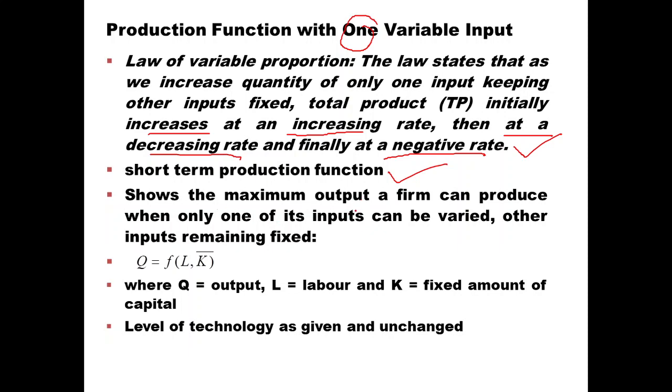Then it shows the maximum output a firm can produce when only one of its inputs can be varied, and other inputs remain fixed, which is shown here with the help of this equation. Q is the output and F stands for function of L, which is labor, and K with a bar above it, which means K is constant. K is the capital, machinery, equipment, and the only thing you can change in the short period is the labor. That is our assumption in this law of variable proportion.